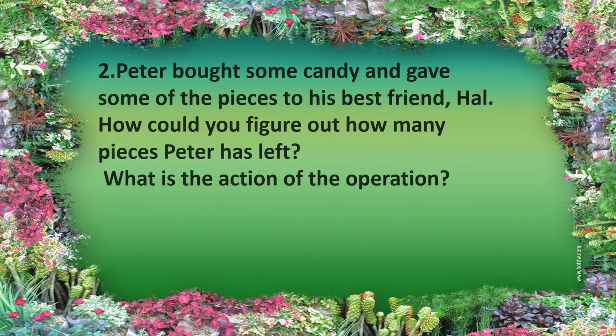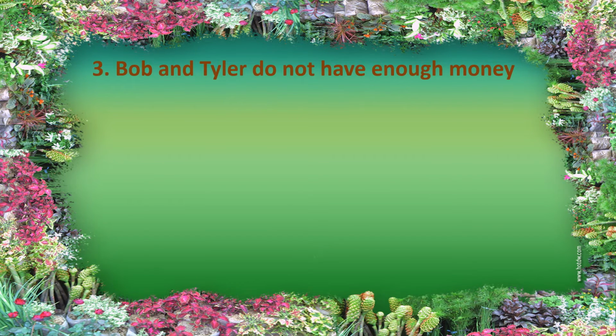Now, Peter bought some candy and gave some of the pieces to his best friend Hal. How could you figure out how many pieces Peter has left? So what is the clue word given here to find the operation? Left. So what is the operation you will use? Subtraction. Very good.